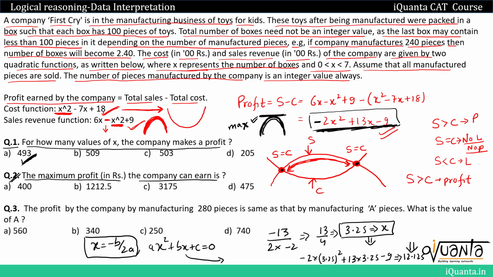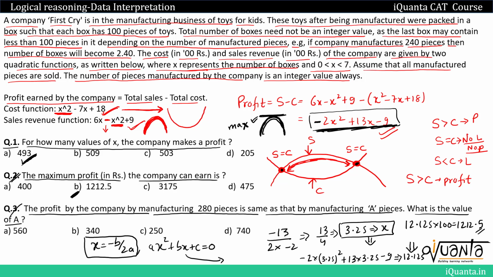But since we need to find out the maximum profit in rupees, we'll multiply it by 100. So 12.125 into 100 gives us 1212.5. So this is the maximum profit in rupees that the company can earn. So option B will be the correct answer. The third question is, the profit by the company by manufacturing 280 pieces is same as that by manufacturing A pieces. What is the value of A?